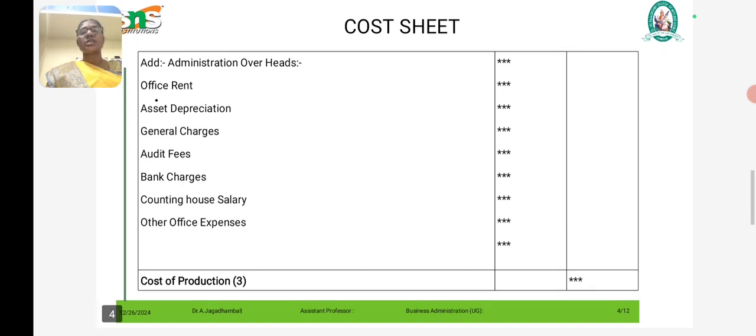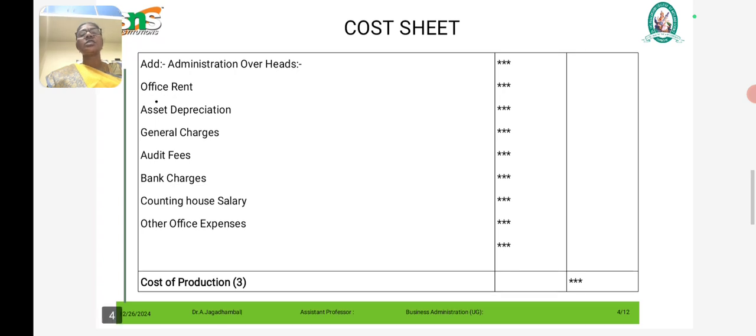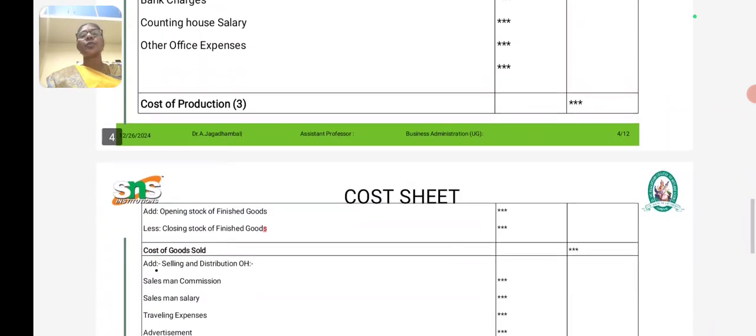Then bank charges, because we transact through the bank, so bank charges are definitely applicable and are added in the administrative overheads. Then counting house salary, which is related to the employees, the amount the company pays. Then other office expenses, other than office rent, asset depreciation, general charges, audit fees, bank charges and counting house salary, are included. These are all the items added in the cost of production.